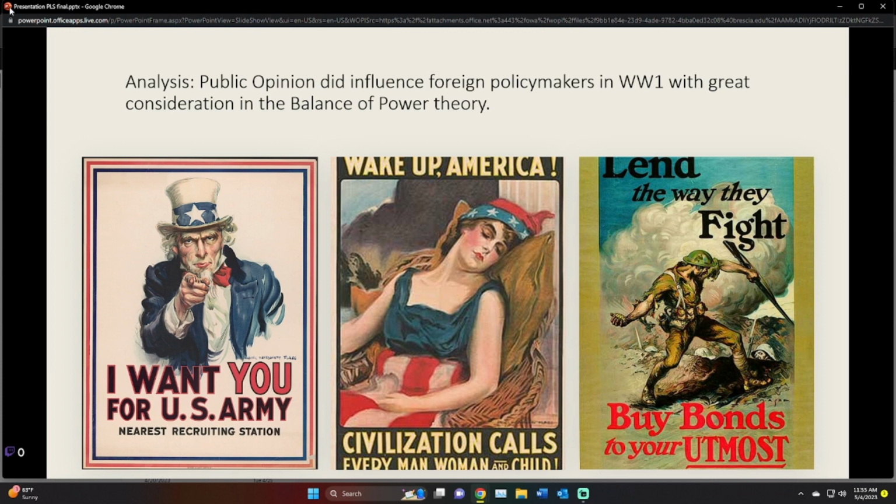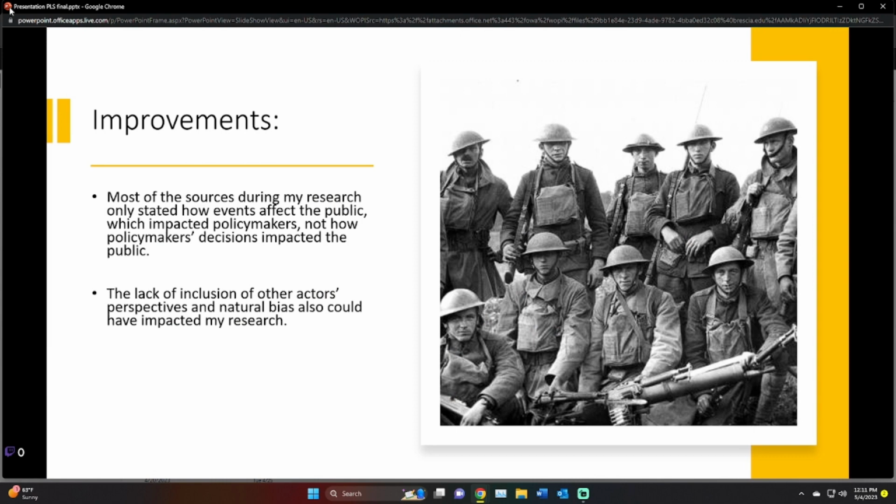Last but not least, the poster, "Lend the way they fight. Buy bonds to your utmost." This was meant to appeal to the working class Americans to support the war financially by buying bonds.